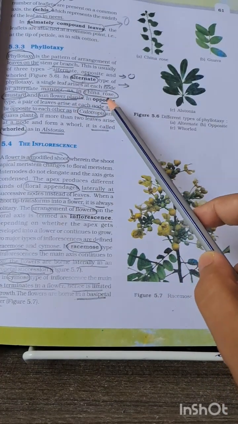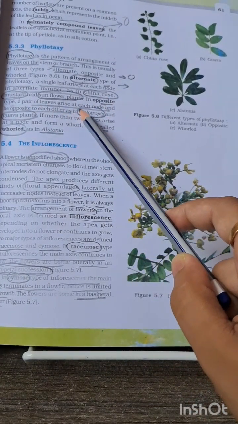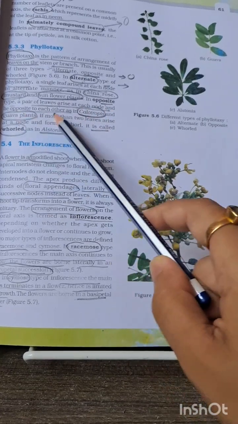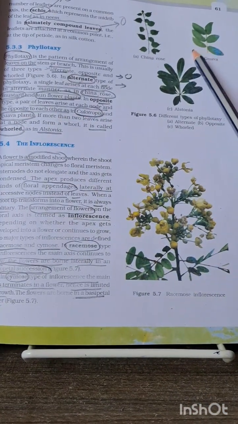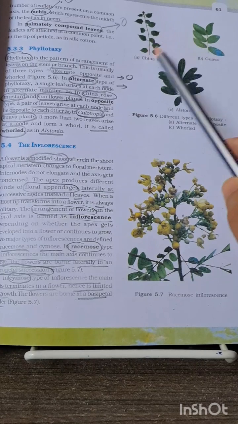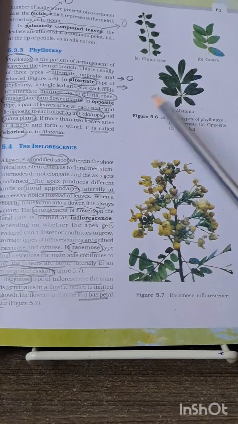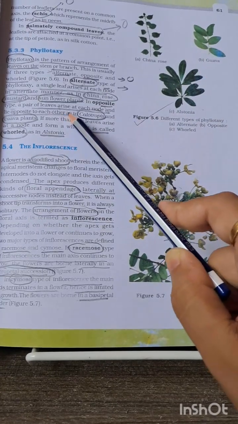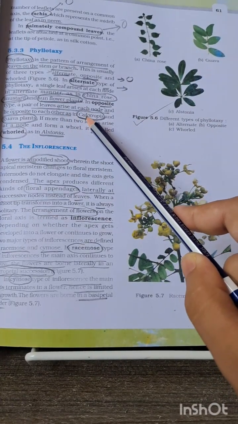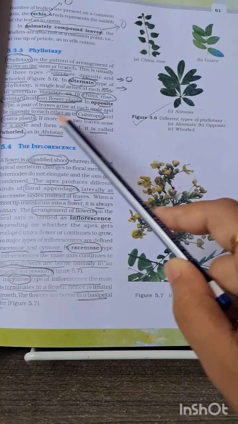And again, for opposite type, a pair of leaves arises at each node and lies opposite to each other. Here you can see they lie opposite to each other. They might give you these images also for image based questions, and you have to be very clear about these images as well. Now coming to the definition again, the examples given here are calotropis and guava plants.